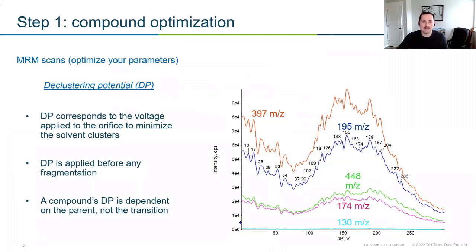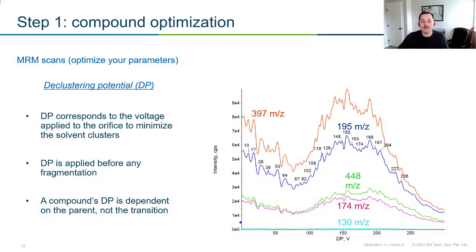So the first one would be declustering potential. Declustering potential, right, is the voltage to minimize those solvent clusters. So it's before any fragmentation is occurring. It's right at our source. It's what I like to say is pulling our compound in.